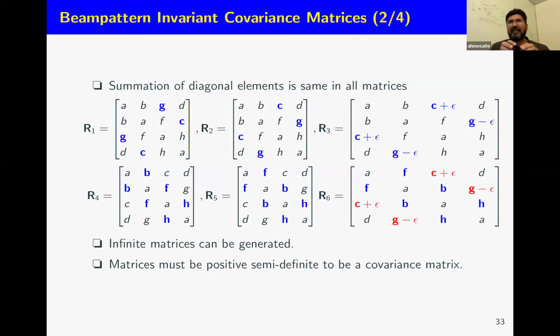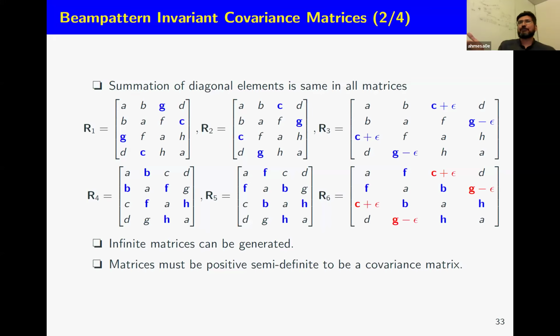One covariance matrix will take one piece of information, and the second covariance matrix will take another. But if we fulfill this condition, that the summation of the diagonal elements is not changing, we will achieve the same beam pattern. The beam pattern will not change.